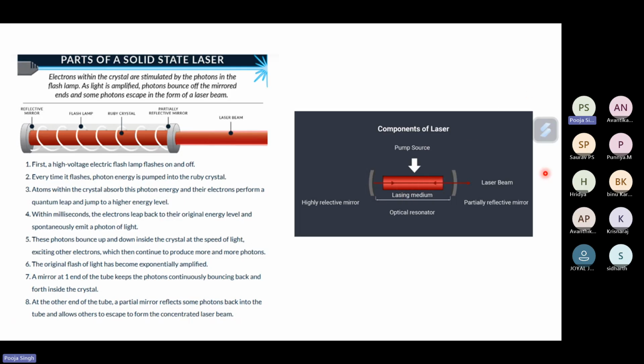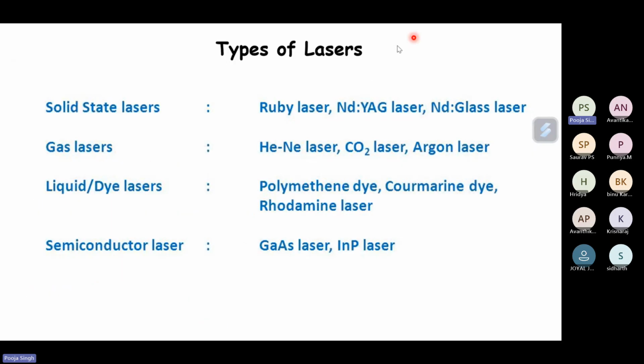Okay, so these are the components. Pump source is important, lasing medium is important, optical resonator is important, and partially reflecting mirror and highly reflecting mirror at both ends. Okay, so I think you have understood how basically the laser works and how photons are emitted. Okay, so now as I told you, what are the types of laser?